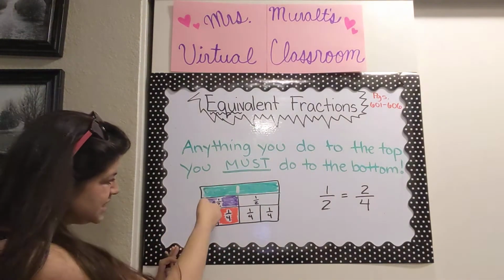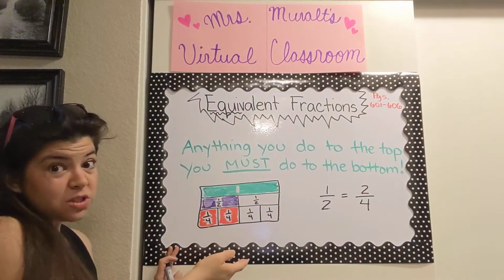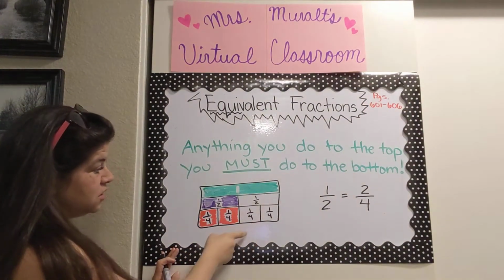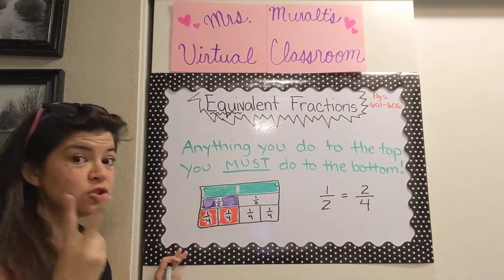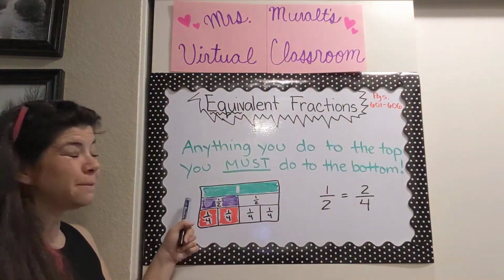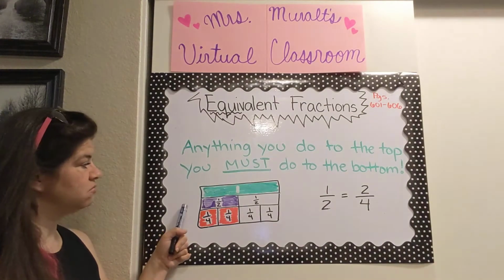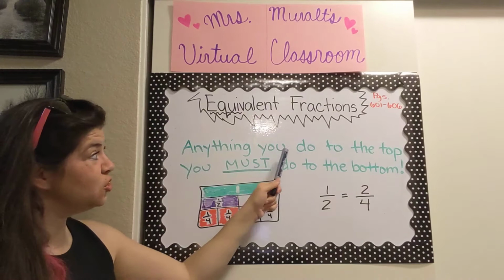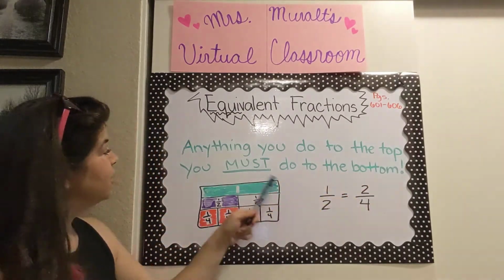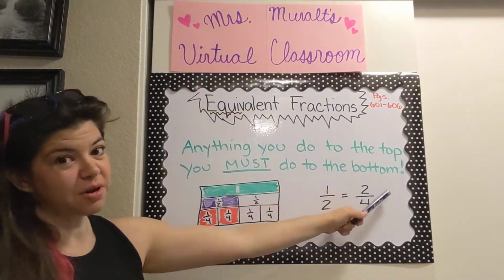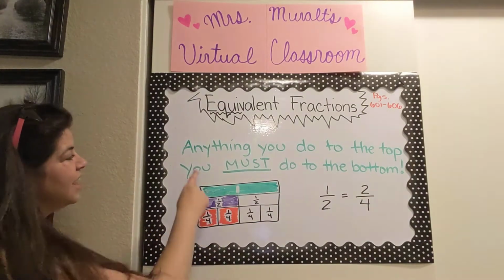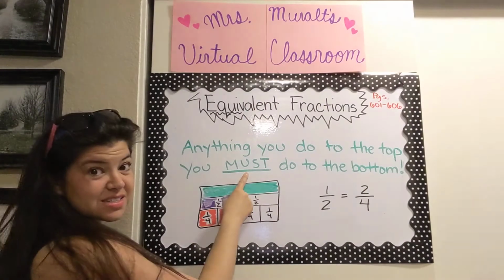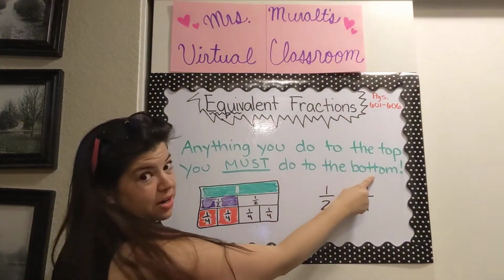So we cut that piece in half again, meaning we multiplied it by 2. And we had to multiply this side by 2 as well. So now Noah gets to have 2 pieces, but he's still only eating half of his pizza. Let's talk about that right here. Anything you do to the top, you must do to the bottom. Say that with me. Anything you do to the top, you must do to the bottom.